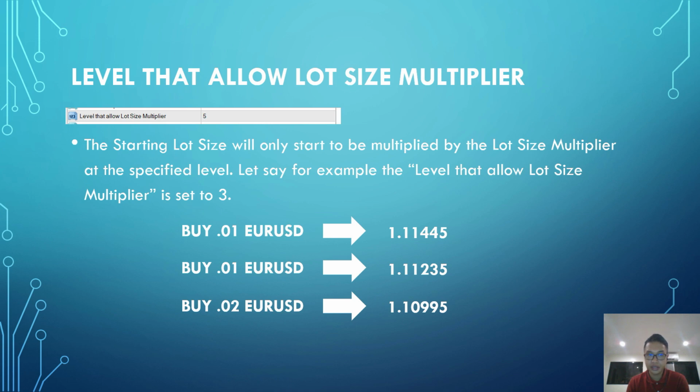When you set it higher, you will get lower profits, and it will take longer for your account to hit TP than setting the level that allows lot size multiplier lower. But it's really up to you. It's one of the safety features that I put in the bot. But it's up to you to balance between profit and safety.